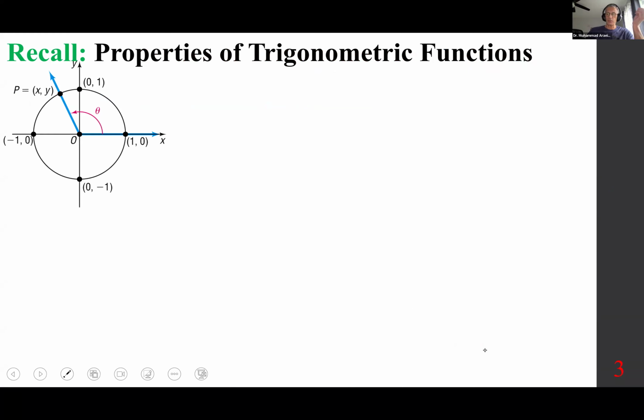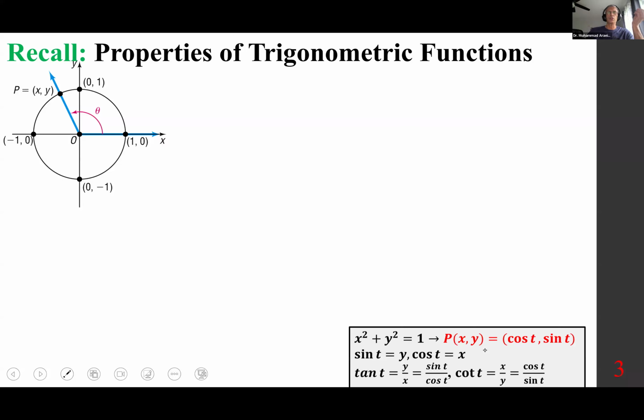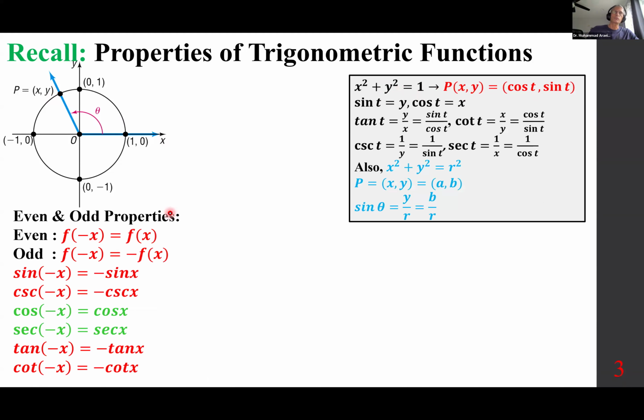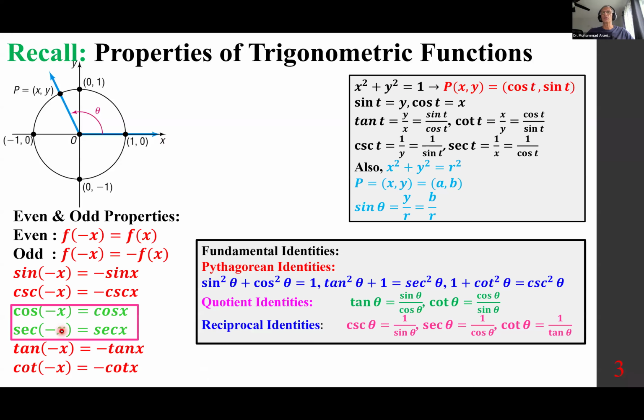Reminding you of properties of trigonometry: when you have a unit circle, x squared plus y squared equals 1, the pair (x, y) is cosine and sine. All trigonometric functions are odd, meaning f of minus x is minus f of x, except cosine and therefore secant, which are even functions. Fundamental identities include Pythagorean identities, quotient identities, and reciprocal identities.